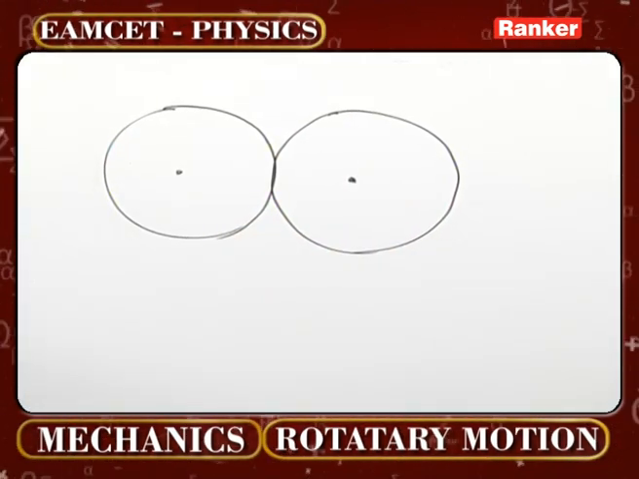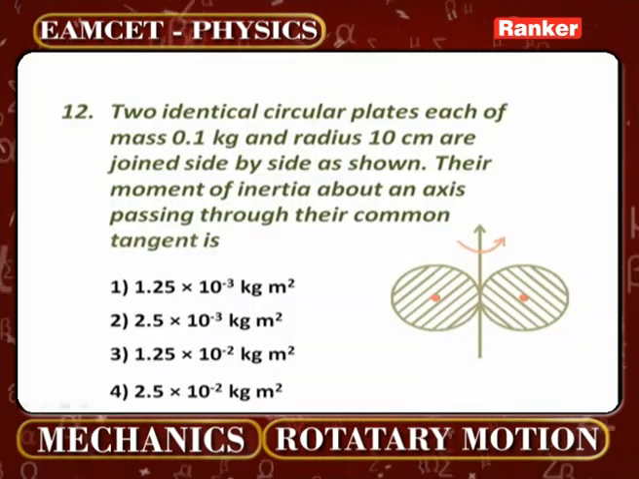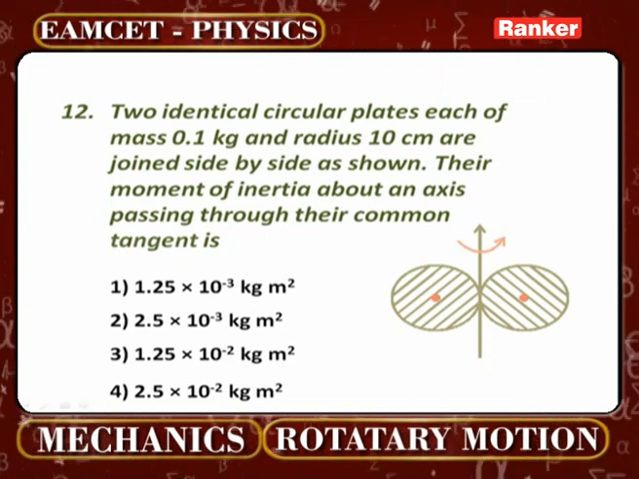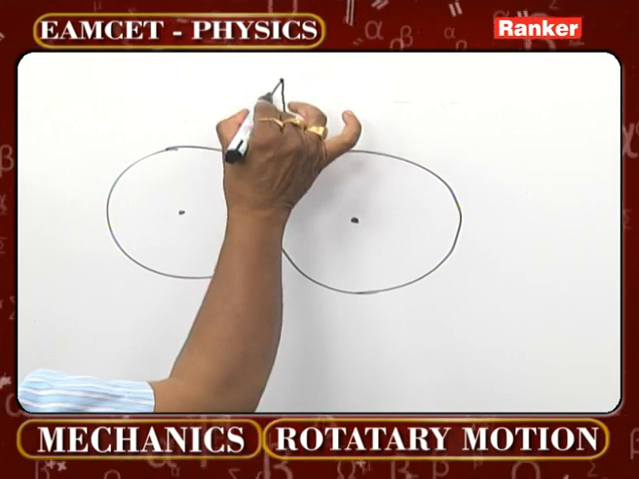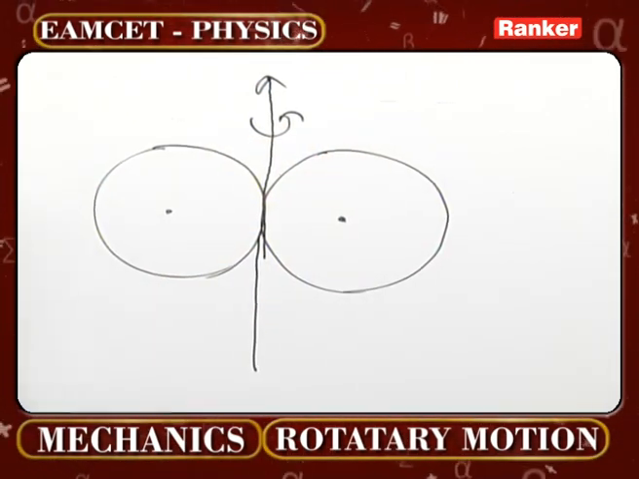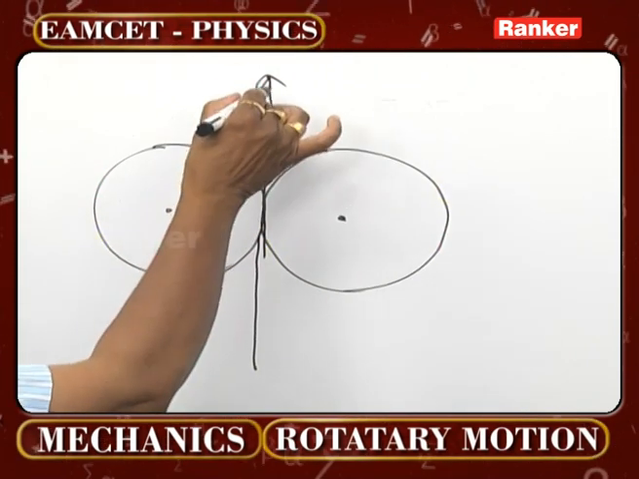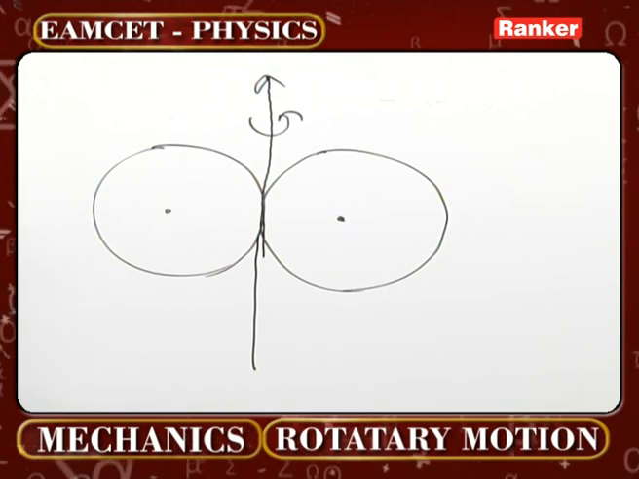Now what is the question? Their moment of inertia about an axis passing through their common tangent. This is the tangent which has been given in the problem. It is given in the figure itself. This is the axis of rotation of the body now. What will be its total moment of inertia along this particular axis which is a common tangent for both of them?